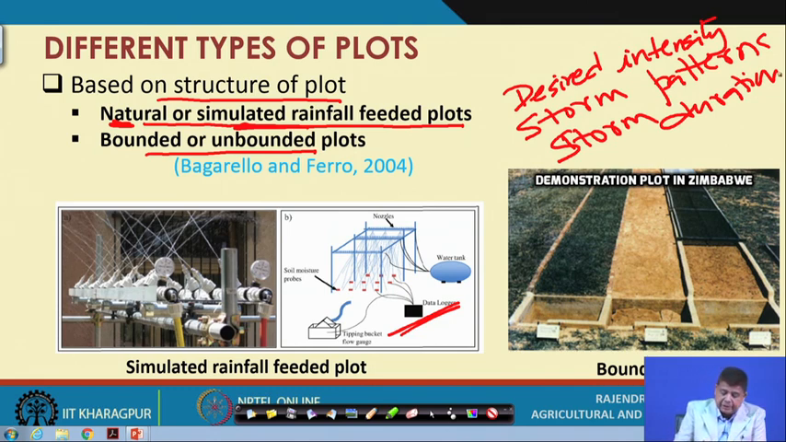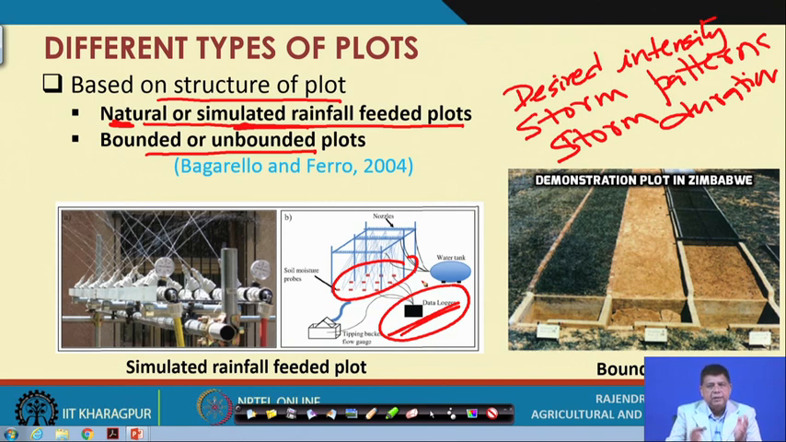they are put into laboratory conditions most of the time, obviously it is also possible to use sophisticated measurements. For example, we can use various kinds of sensors, we can use data loggers, and various kinds of variations are possible when we use a simulated rainfall fed plot, which is generally done under a controlled environment under laboratory conditions.